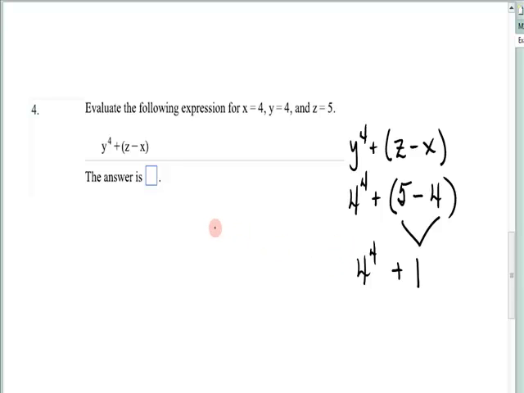So I'm going to go off to the side. 4 to the fourth power is 4 times 4 times 4 times 4. 4 times 4 is 16. 16 times 4 is 64. And 64 times 4, and this is a calculator activity, is 256.